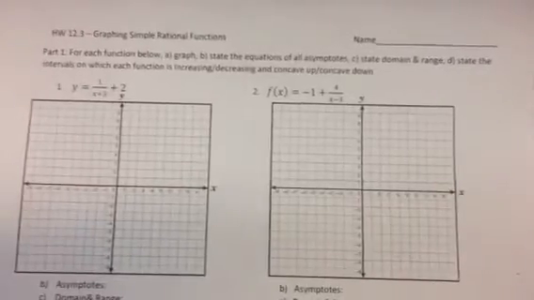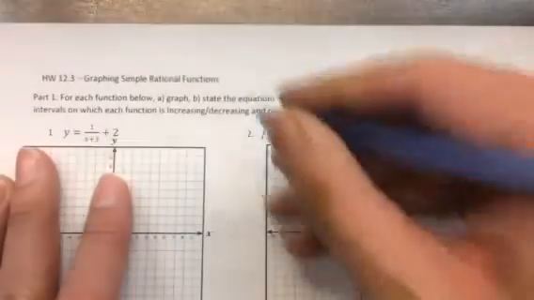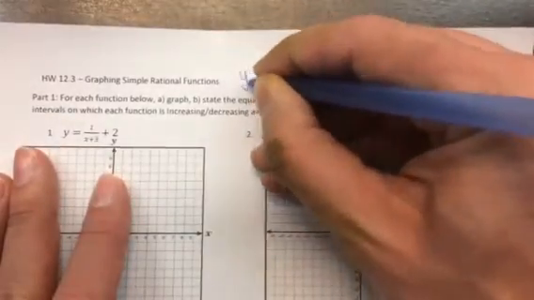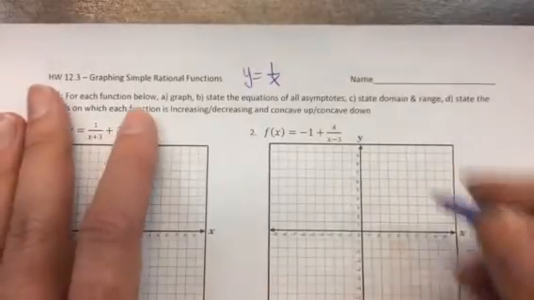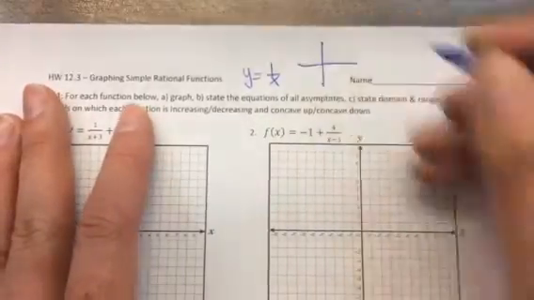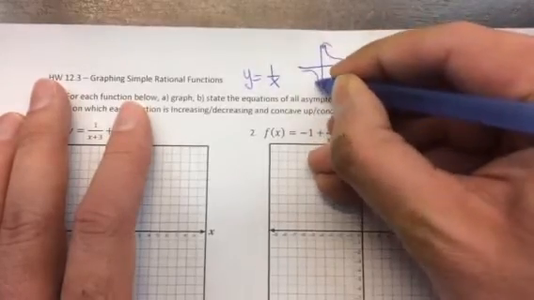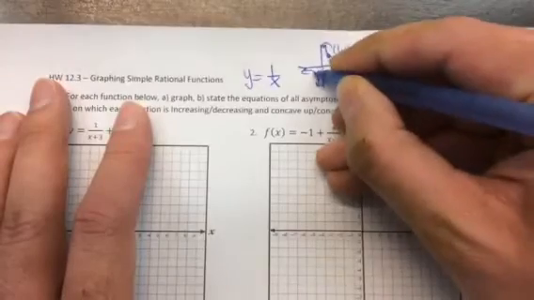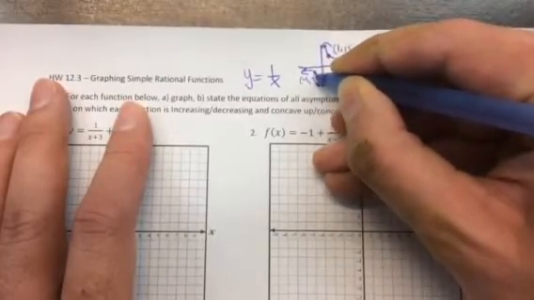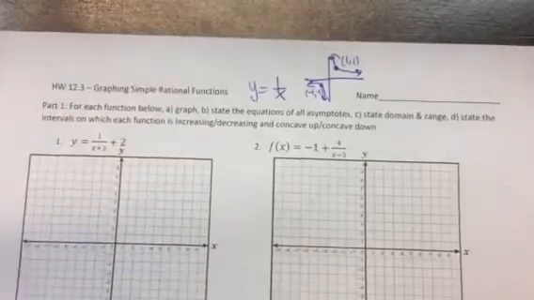All right, in homework 12.3, we are graphing simple rational functions. All of the functions we're graphing right now are transformations of the parent function y equals 1 over x. If you don't know how to graph 1 over x, this won't go very well, but we should know the parent function looks like this. And it has points here at (1, 1) and (-1, -1). And from there, we can do some transformations on it, and it's not too bad.